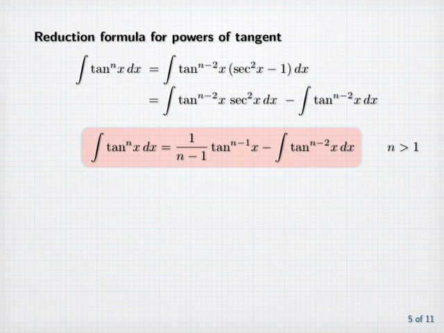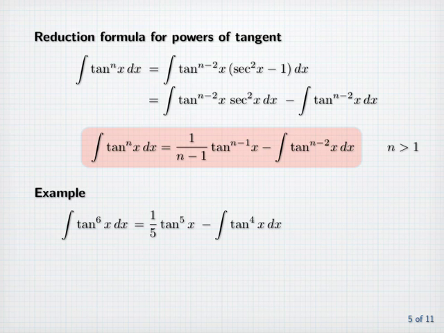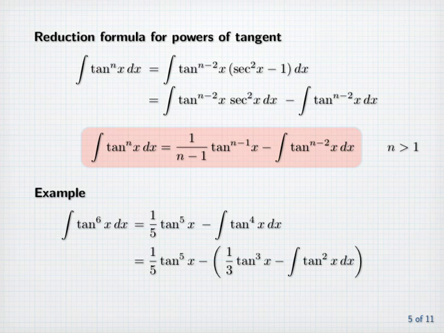So now let's look at an example. Let's compute the integral of the 6th power of tangent x dx. We first apply the formula with n equals 6. We get 1/5 of the 5th power of tangent x minus the integral of tangent to the 4th x dx. Next, we apply the same formula to the integral of tangent to the 4th. Using n equals 4, that becomes 1/3 tangent cubed x minus the integral of tangent squared x dx.